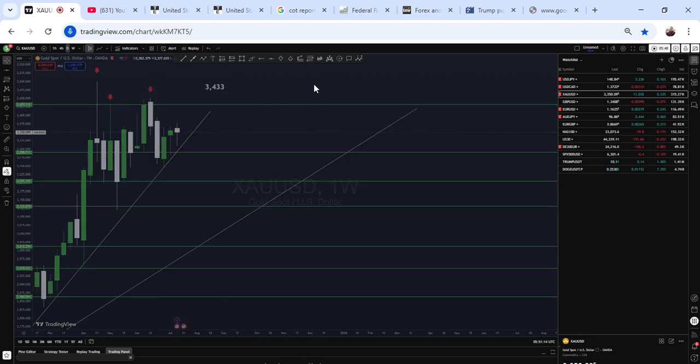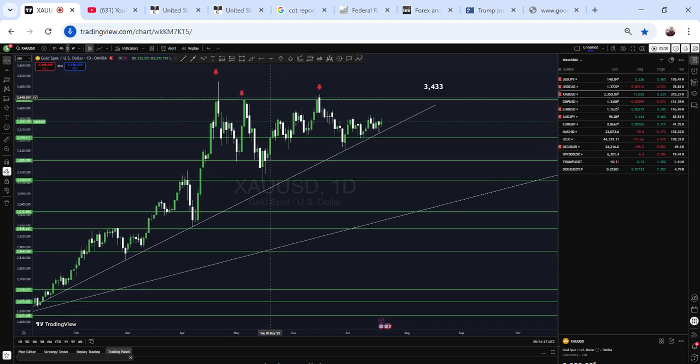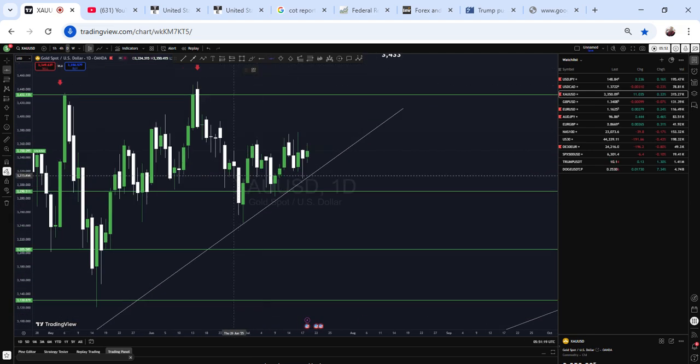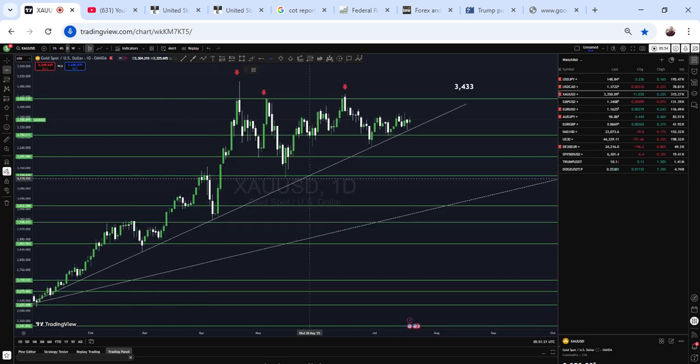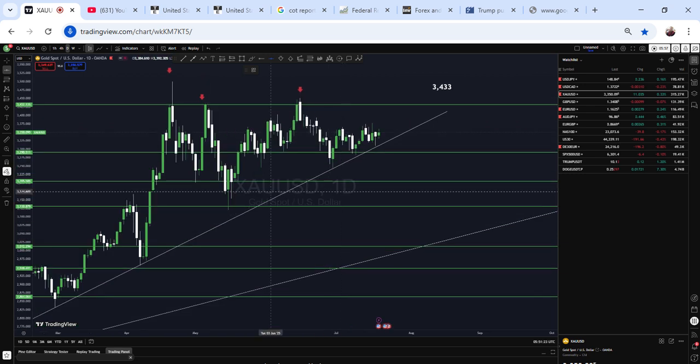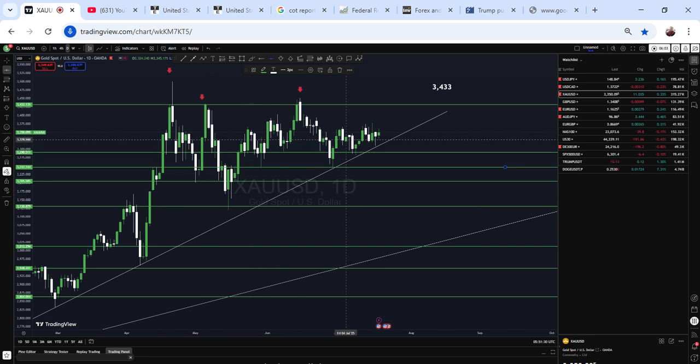So going over to the daily time frame now. You don't have to spot any trend line again because all the trend lines have been spotted on the weekly time frame. You just have to spot your resistances because the daily and the weekly resistance are the strongest key levels you can ever get. The daily and the weekly.